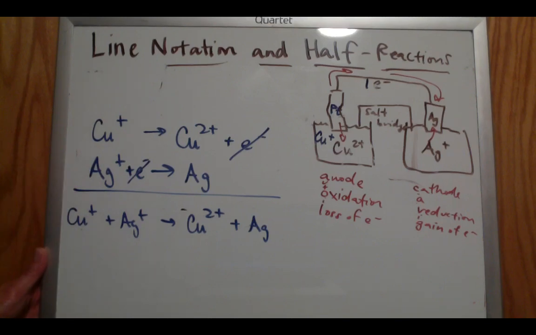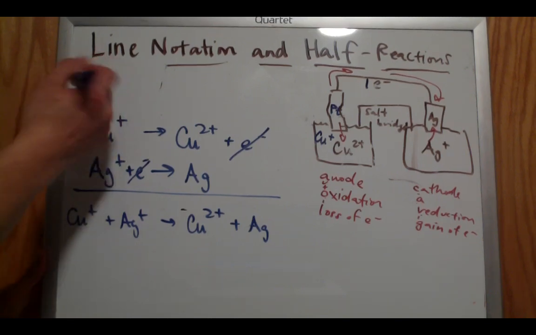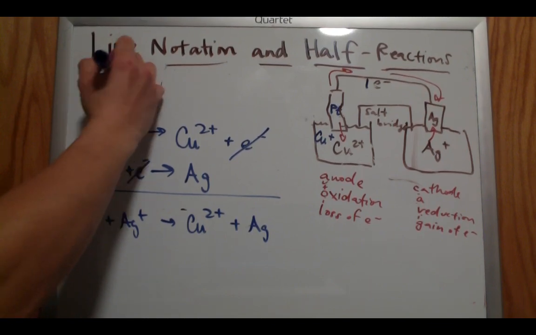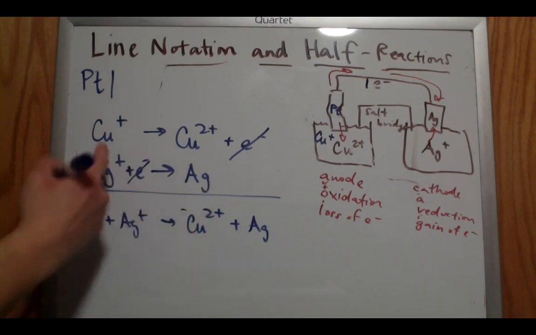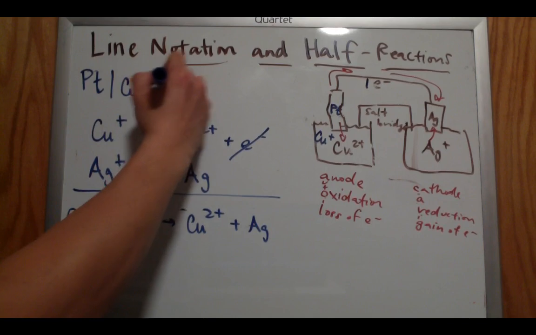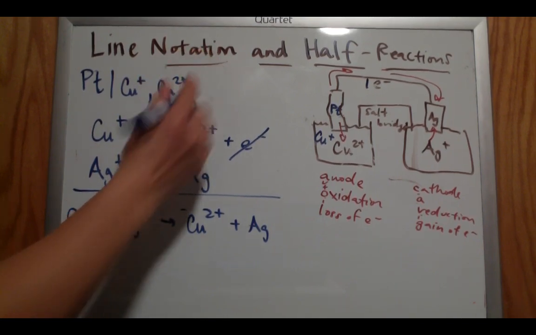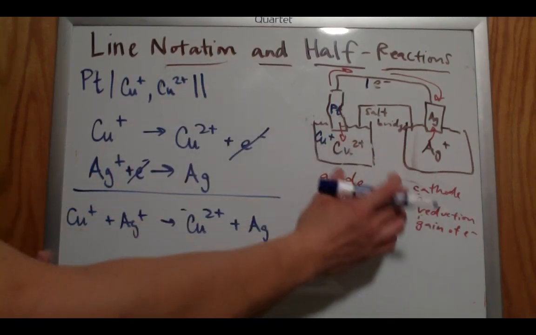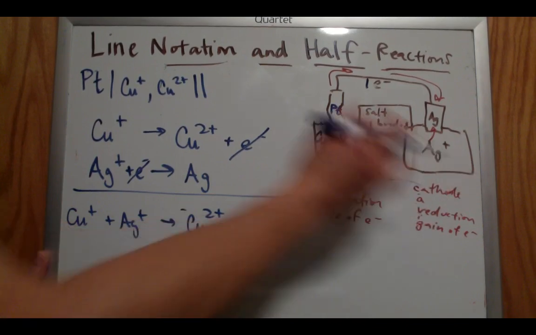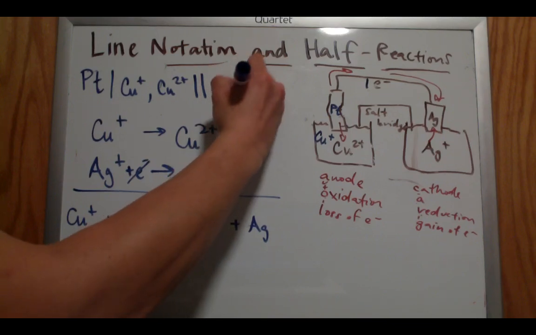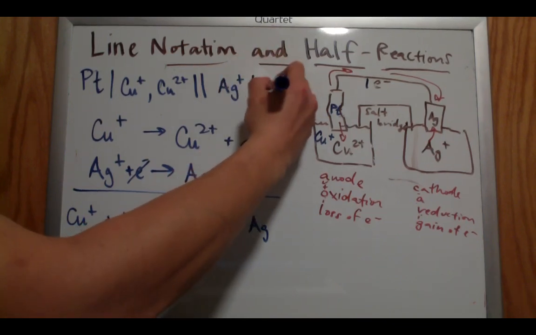Now, how do we express this though? Well, remember we need to put the electrode here. So we would put Pt. We draw a line. And then what we do is we would put these in order. So we'd have Cu+, and we put a comma, and then Cu2+. And then we would put our two lines to show the separation between the oxidation and reduction between the anode and the cathode. And then we would put, like we had before, Ag+, and then Ag.